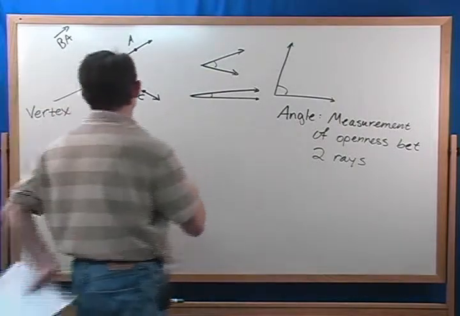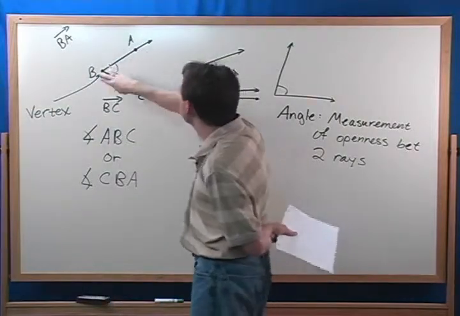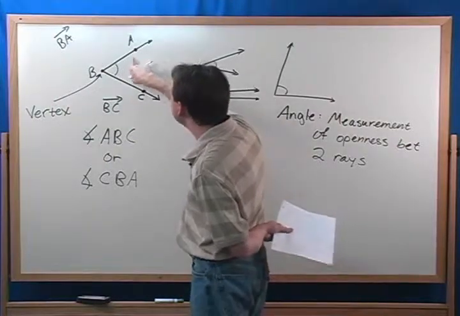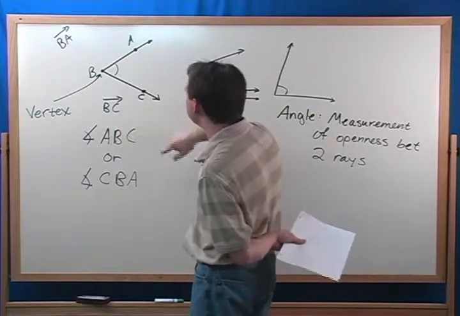Now let me talk about this. What you're doing here is you have some rays and you have an angle, what we call an included angle in the middle, okay? And we're just going to write this down and we're going to use the letters to show us what's going on.